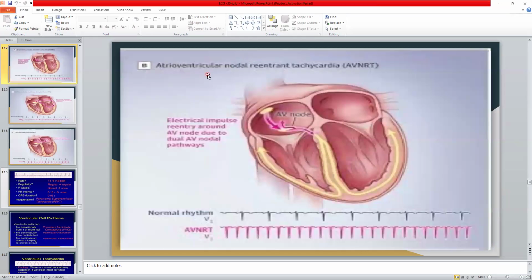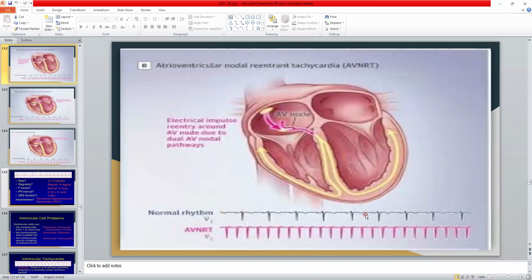This is the atrioventricular nodal reentrant tachycardia. Here, the electrical impulses re-enter around the AV node due to the AV nodal pathway. Other than the AV node pathway, there is another pathway. Hence, the AV node has dual pathways. Here, one pathway will go like this, the other pathway also will go like this. So, here you can see the two pathways.